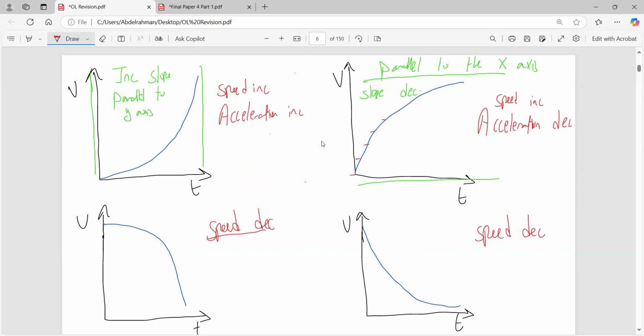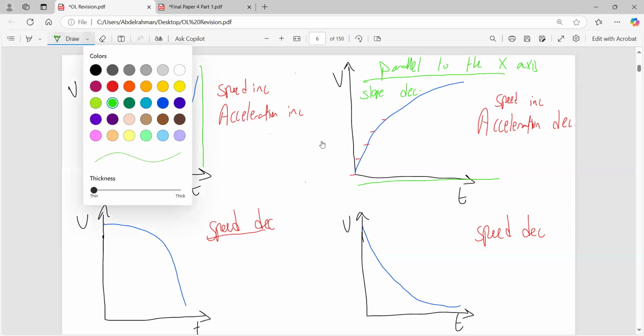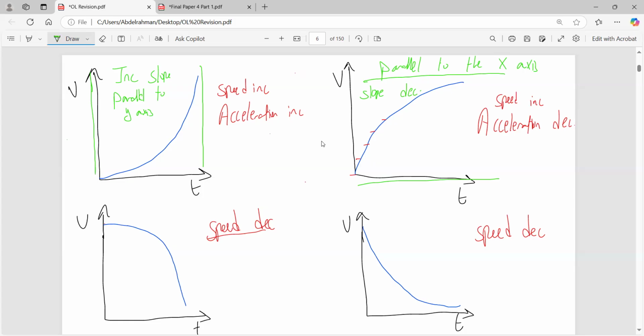This is a totally different question. Is the slope increasing or decreasing? I just said that the slope increases or decreases based on whether it will become parallel to the y-axis or to the x-axis, right? Here finally it's almost becoming parallel to the y-axis. So it's the same idea: the slope is increasing.